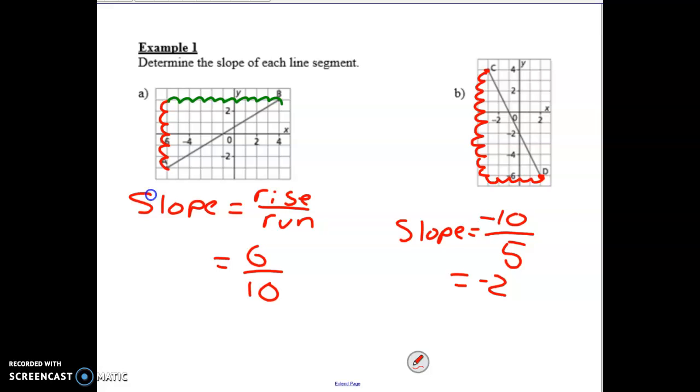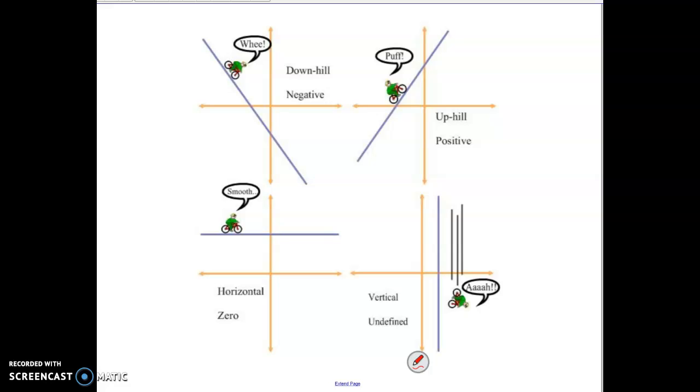Sweet. If you notice, the last one had a positive slope, which went up to the right, and this one had a negative slope. That's what we're going to talk about next: we actually have 4 kinds of slope. We have negative slope, which is going down to the right, kind of like a downhill for this biker. Then we have a positive slope, which is going up and to the right, so it'd be hard for the biker to get up. Then we have horizontal, which is 0 slope. And then we have vertical, which is undefined.